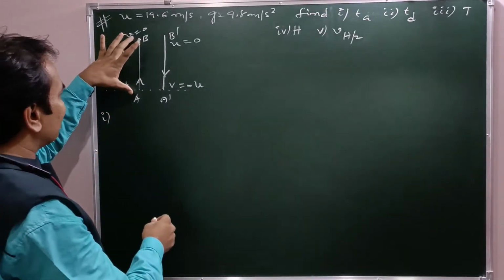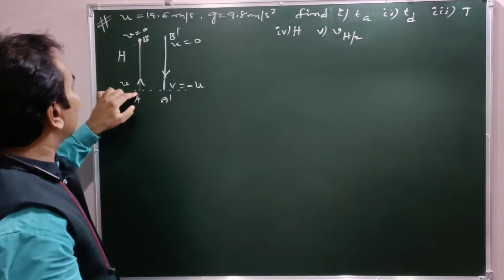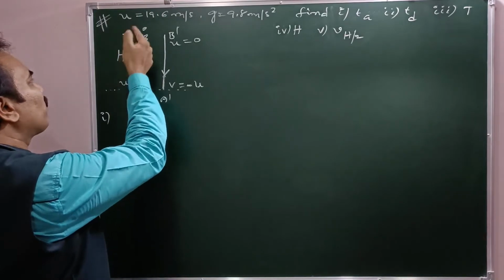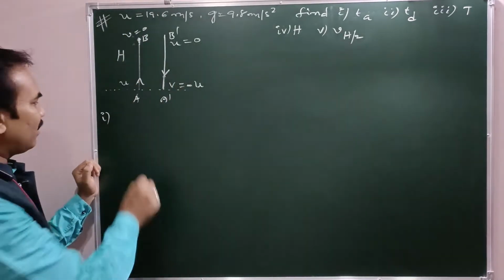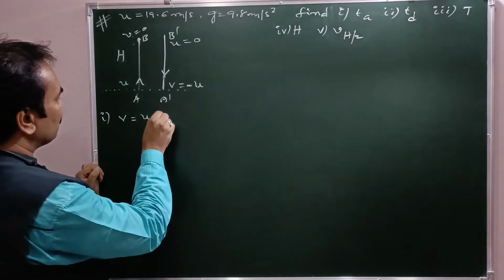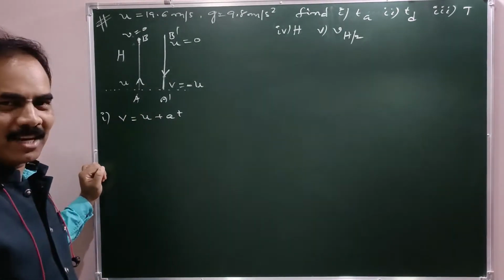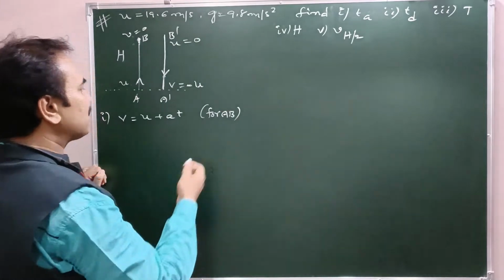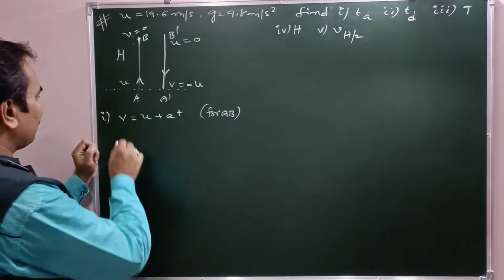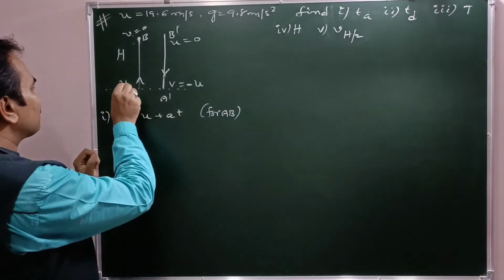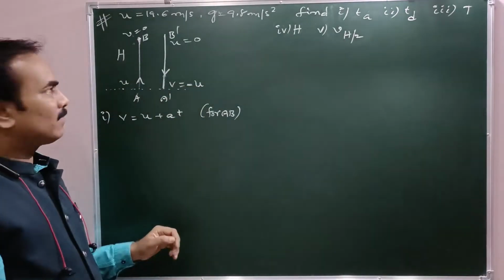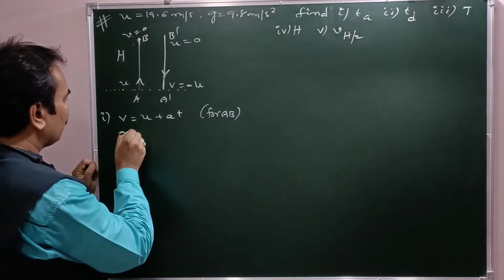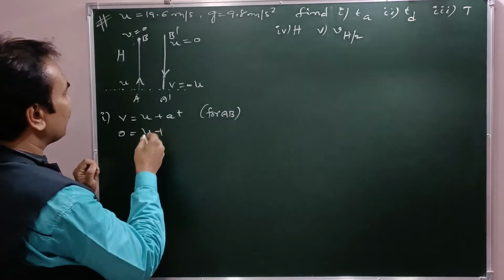See, for time of ascent, take this segment into consideration: the time taken to go from A to B. Here the initial velocity is u, and the final velocity v equals 0. So take v equal to u plus at. That is v equal to u plus at. So for segment A to B, the initial velocity is u and the final velocity is 0. See, this is our reference line. Here u is positive, and v is 0. So 0 equals u positive only, plus a, which is minus g. Why?